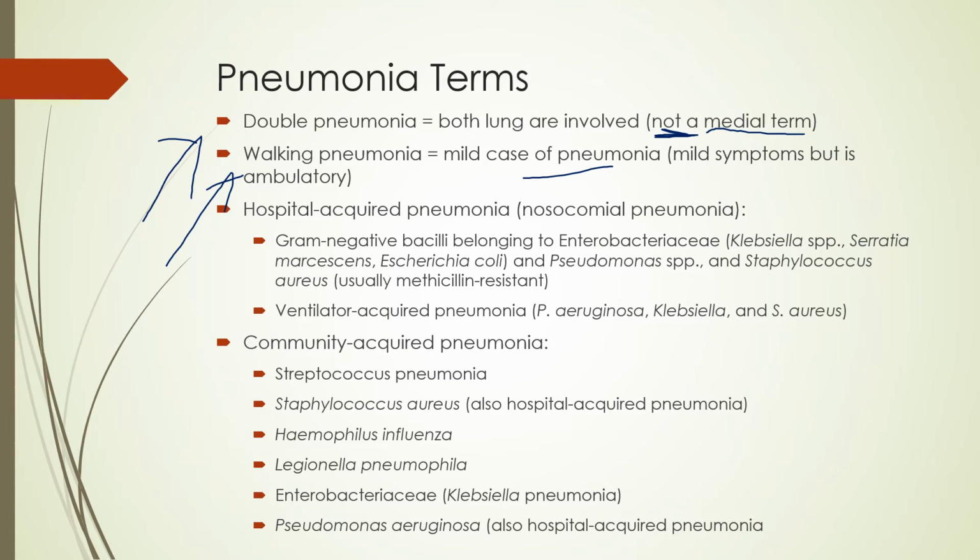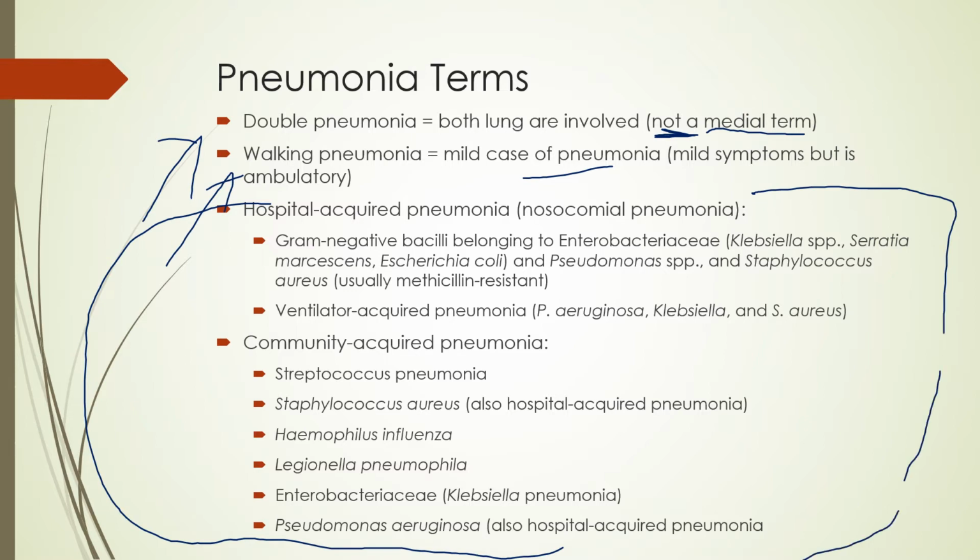Okay, so just so if you hear walking pneumonia and double pneumonia, you sort of know what they're talking about, even though those aren't official medical terms. So when we're looking at hospital-acquired and community-acquired pneumonia, they might call these HACs, hospital-acquired conditions, or hospital-acquired pneumonias, HAPs. These are also known as nosocomial pneumonias. Hospital-acquired or nosocomial means you caught it while you're in the hospital.